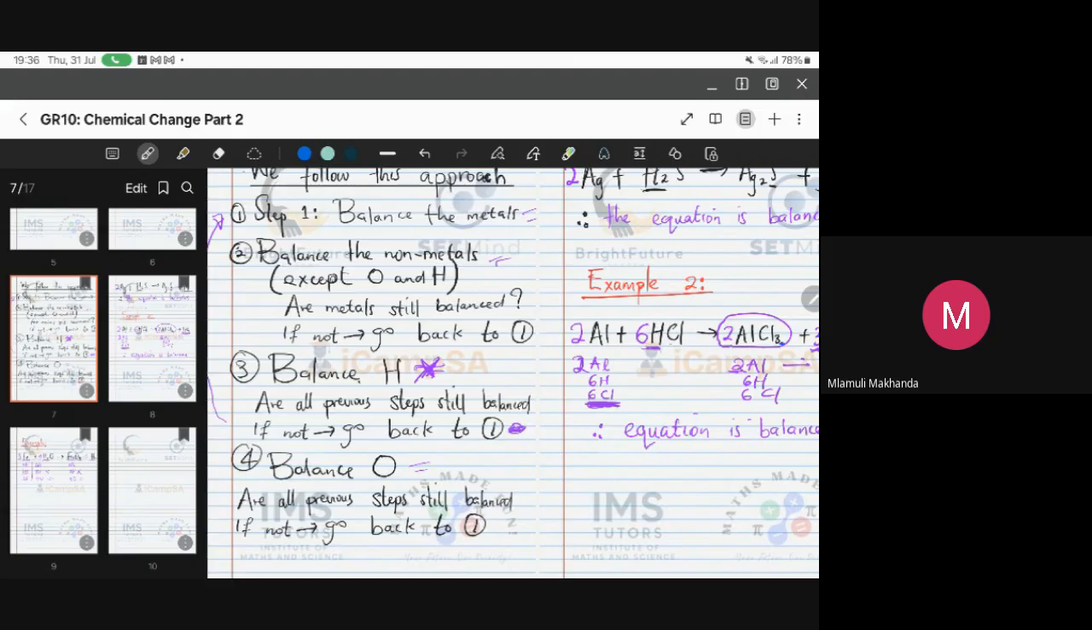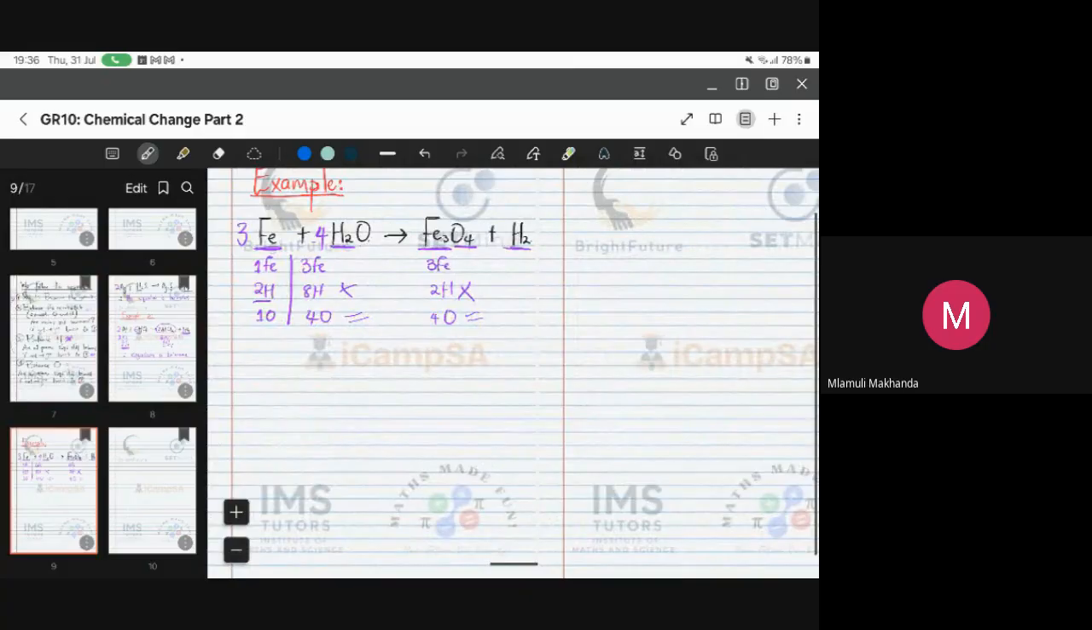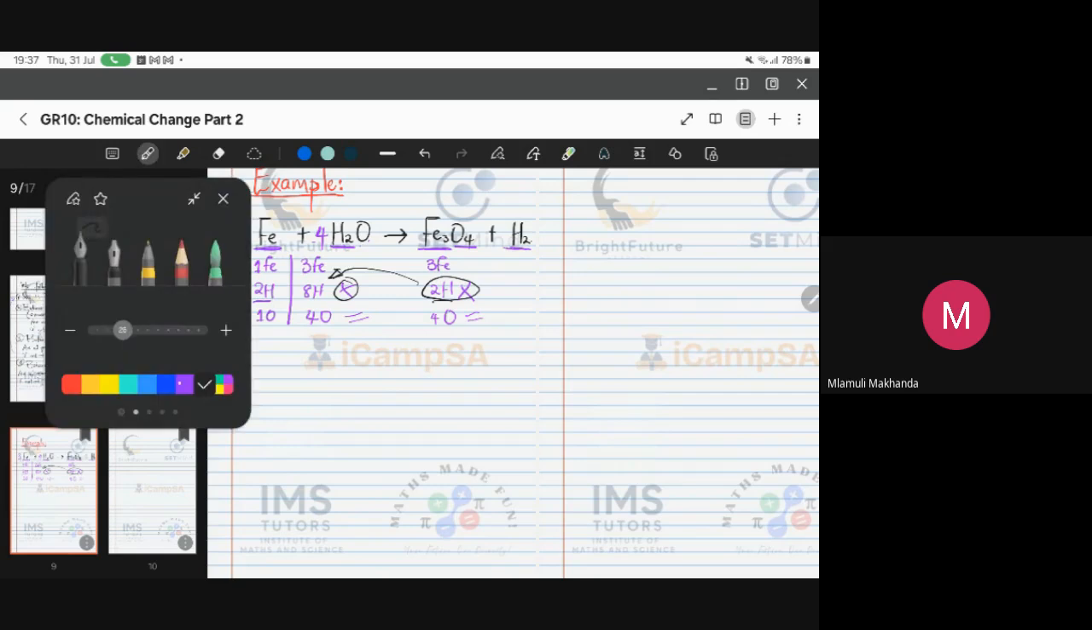Yeah. We go back to step 3. Is H balanced? H is not balanced. So what do we do to balance H? Since we put a 4 here, we can all see that we have 8 H. And in order to get these 2 to be an 8, we simply need to multiply by a 4.